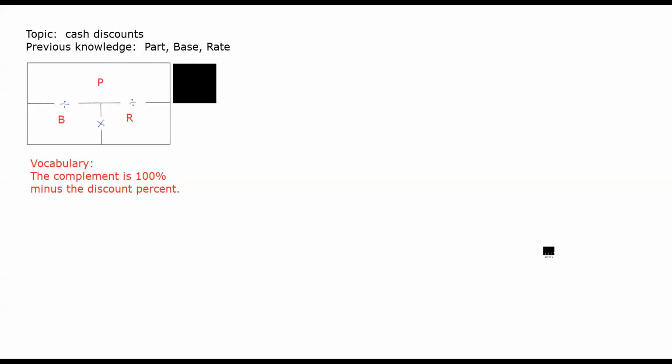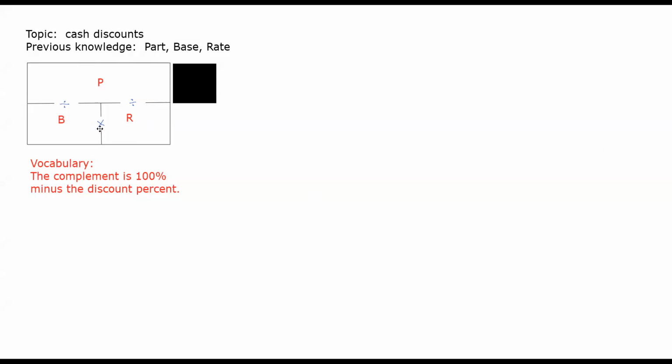So today's topic is cash discounts. Our previous knowledge comes from chapter 3, where we worked with percent problems, and we use this little mat right here, for lack of a better description. Remember, part is the cash or the dollar amount of your percent problem. The base is the dollar amount you started with, and the rate is the percentage in the problem.